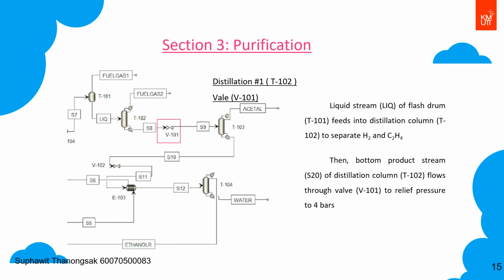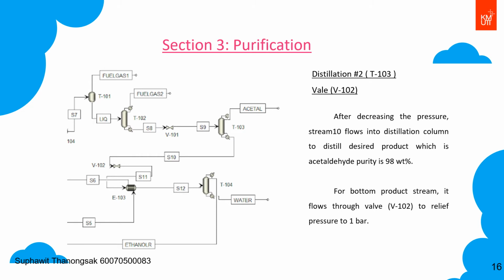The pressure of the bottom product was reduced by using valve V101. After that, the bottom product from valve V101 was taken into the distillation column T103 to separate acetaldehyde, which is the main product of the process. The distillate is acetaldehyde. The bottom products are water and ethanol. We will bring the bottom product into the valve V102 to reduce the pressure before entering the third distillation column.